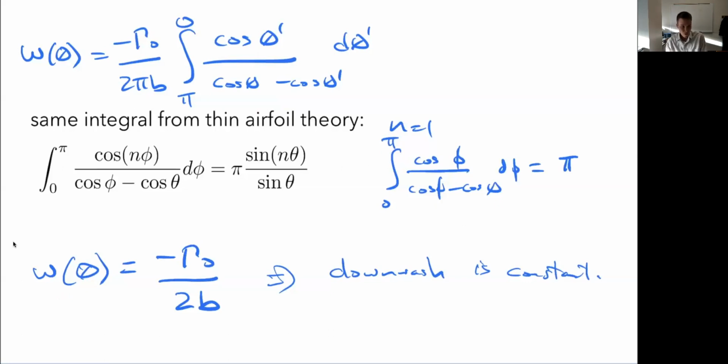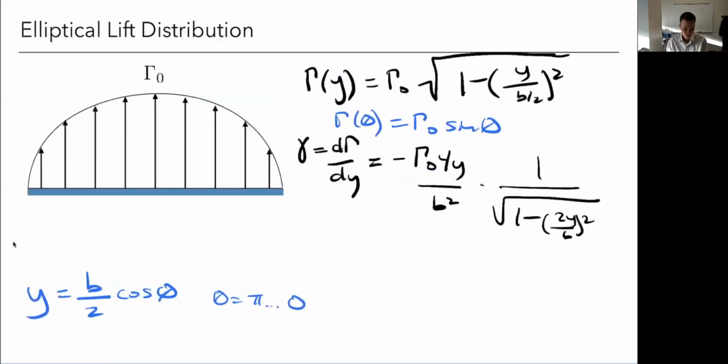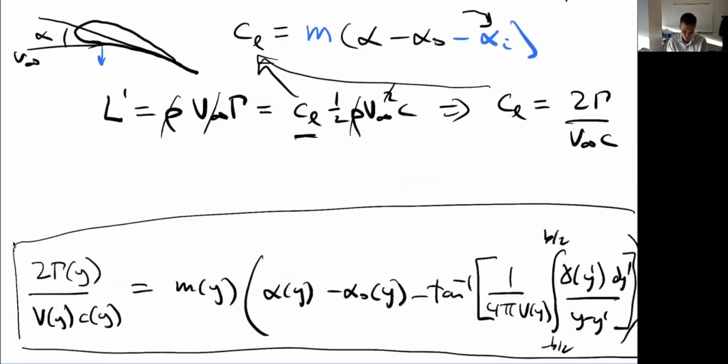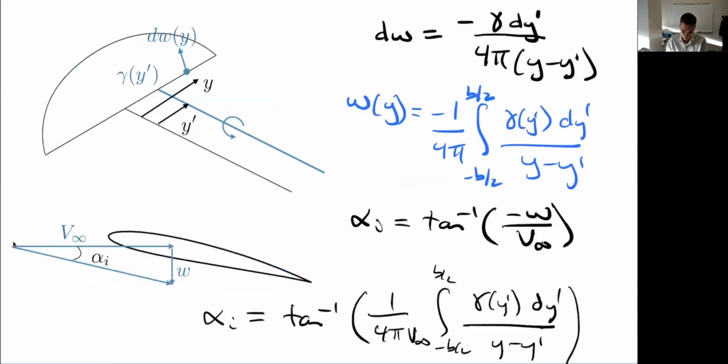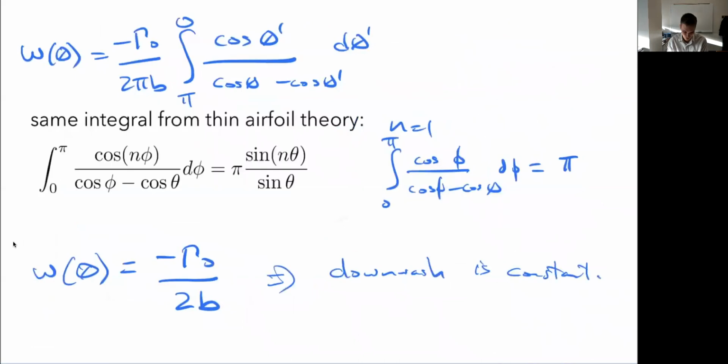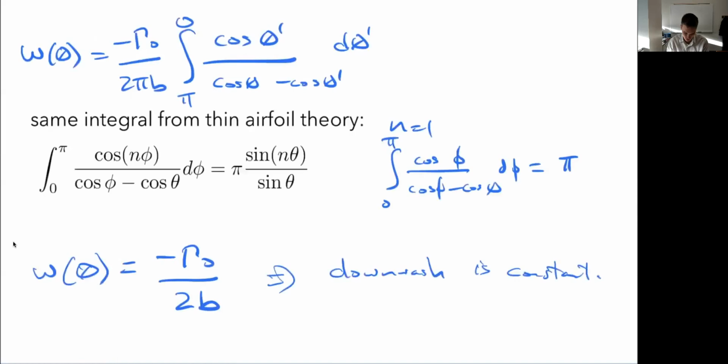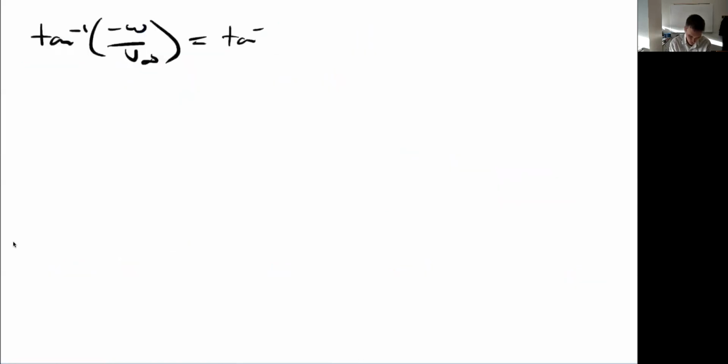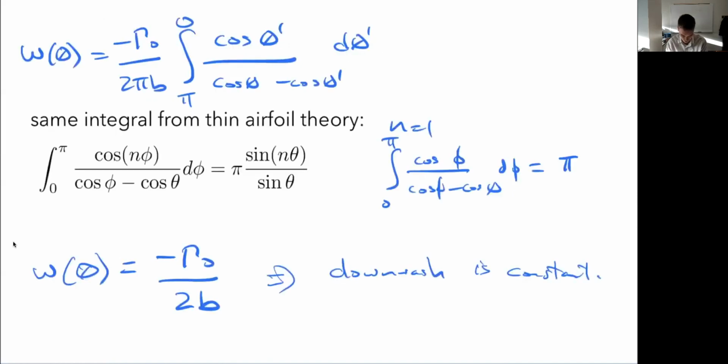That'll be important later, but we can continue building off of that. Now that we have downwash, we can calculate other things, for example our induced angle of attack. The induced angle of attack is the arctangent of minus w over v infinity, which in our case, for an elliptic wing, is the arctangent of gamma 0 over 2b v infinity. Did I do that right?